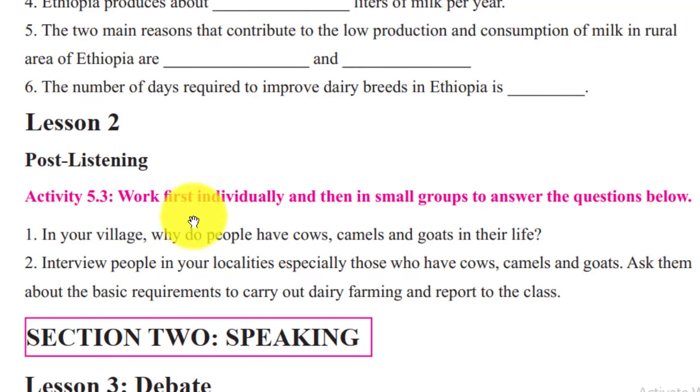The next one, lesson 2, post listening. Activity 5.3, work first individually and then in small groups to answer the following questions now. Post means after listening. Number 1, in your village why do people have cows, camels and goats in their life?